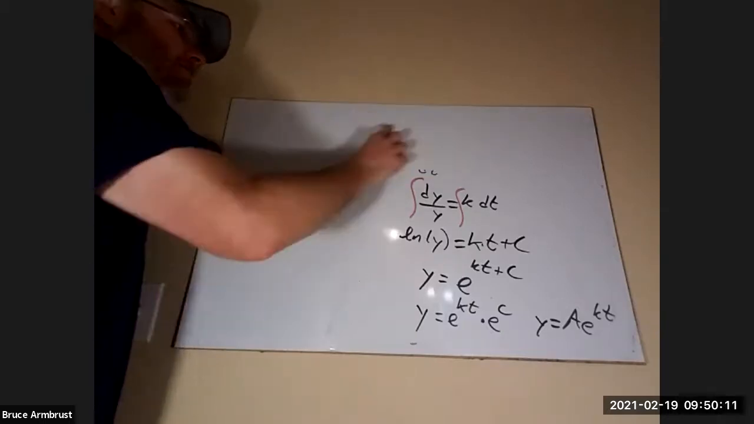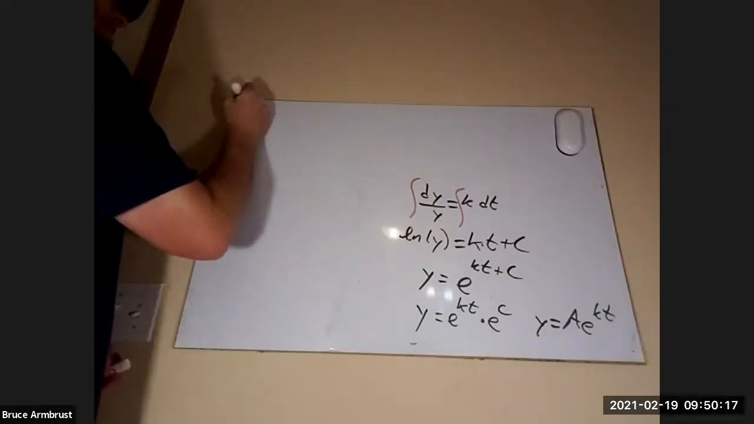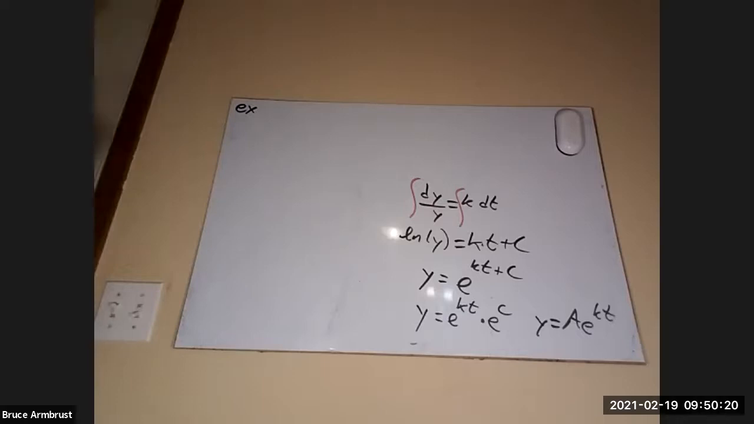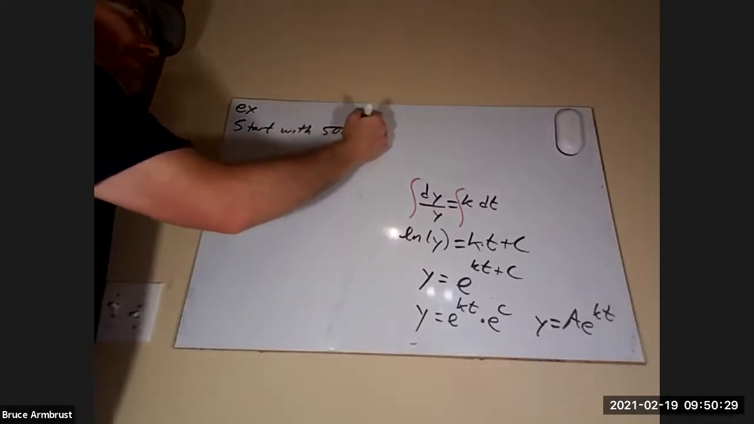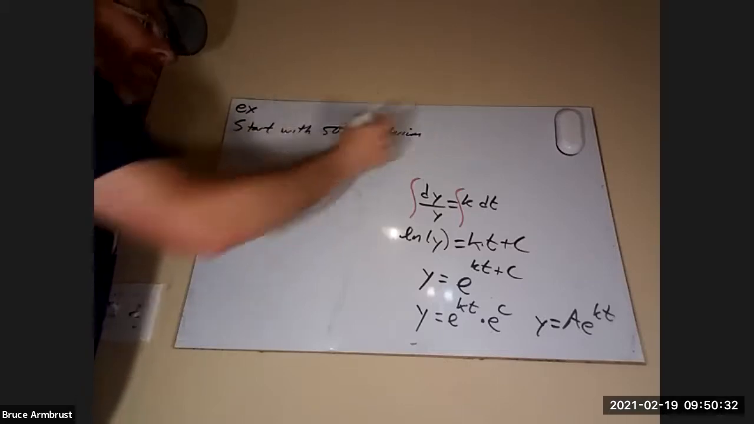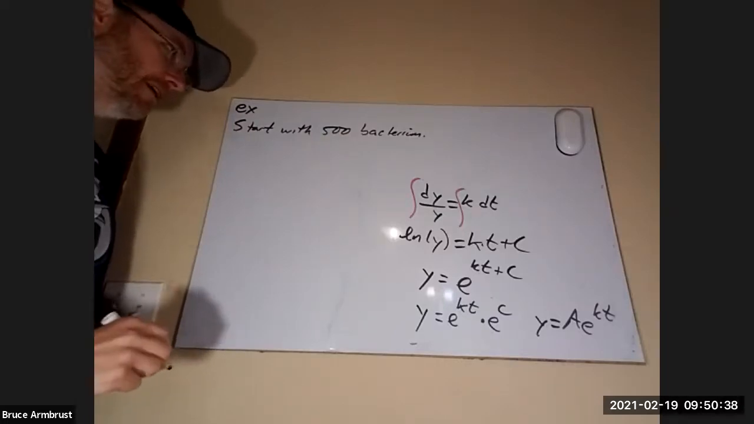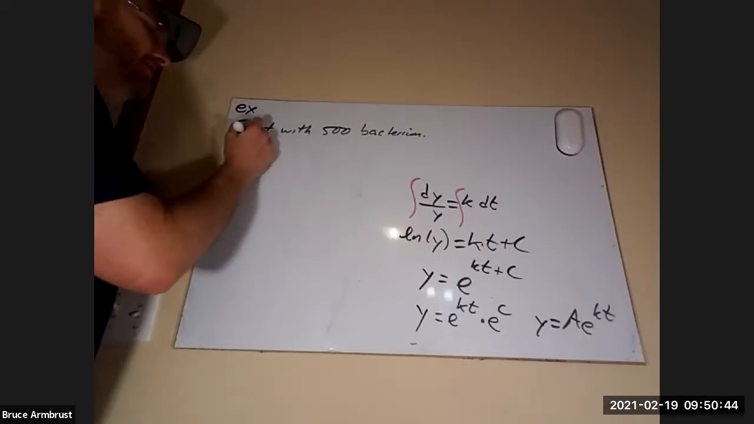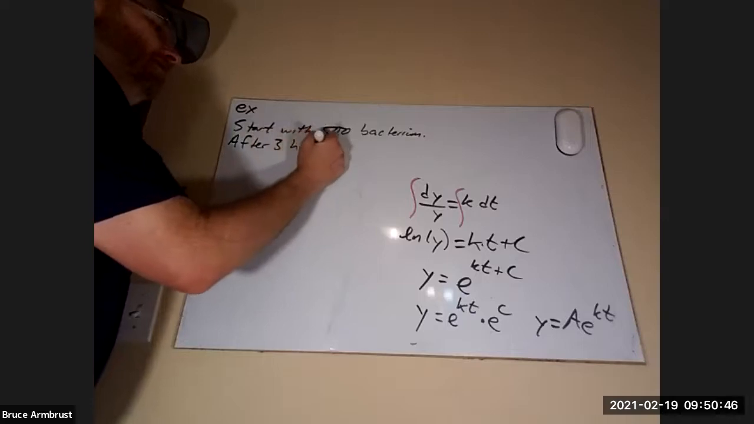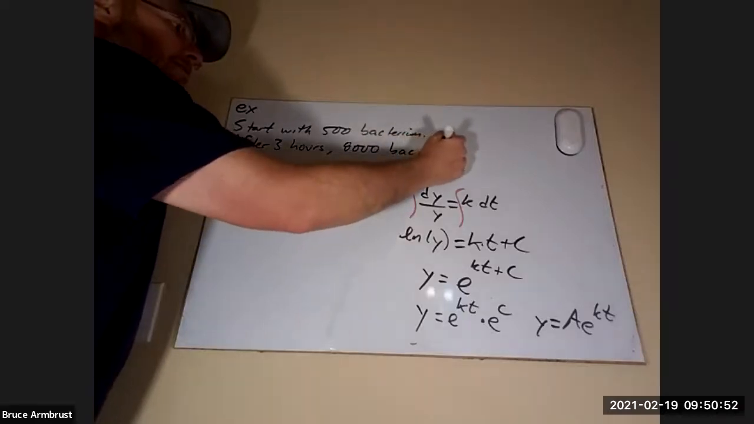All right, so let's just start with a nice simple example. It's kind of a classic example. Let's say we have a petri dish filled with bacteria. All right, so we're going to start with 500 bacteria. I think it's technically bacterium. I'm not a biologist, but I do know a little Latin. So we're going to start with 500 bacterium. All right, after 3 hours, there are 8,000 bacterium present.